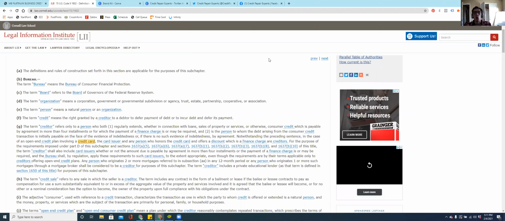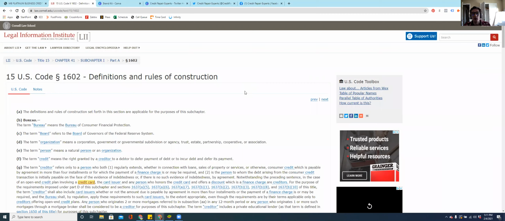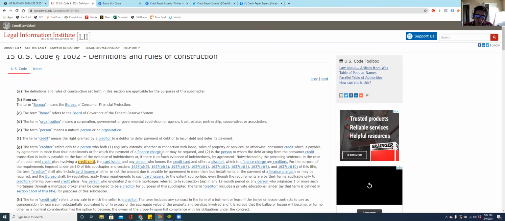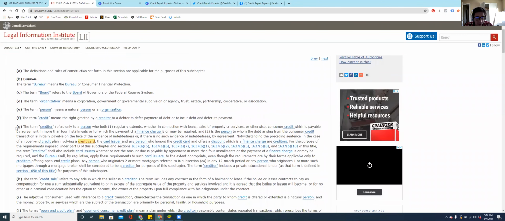And today we're going to be talking about a special part of Title 15 of US Code. This pertains to the title of code involving credit transactions and consumer protection. So today we're going to be looking at 15 US Code 1602. We're going to be looking at the definitions today because there's a couple pieces of information I want to reveal to you guys. The first thing we're going to do is look at this item G right here.